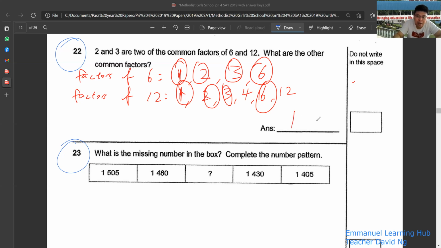Not 1 and 12, 1 and 6. Can you see? I already circled 6 for you, you know. You should tell me 1 and 6. Can you see? It's 1 and 6. I already circled it for you, then you still tell me 1 and 12.